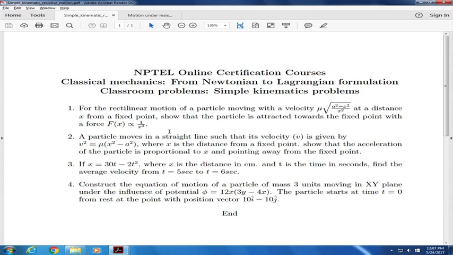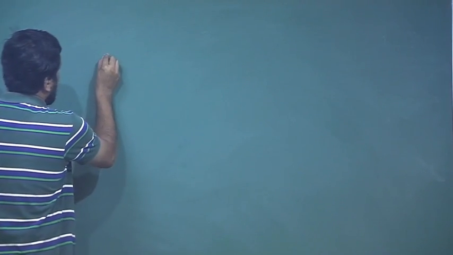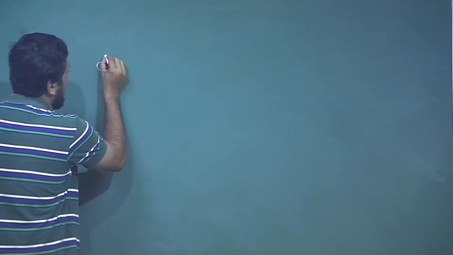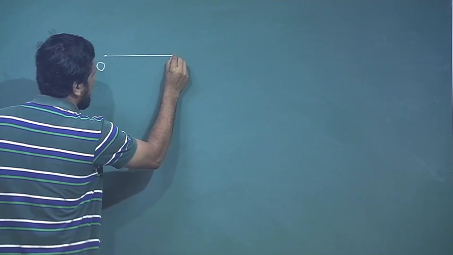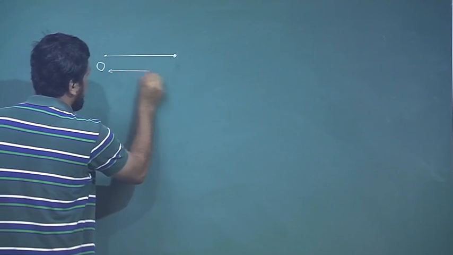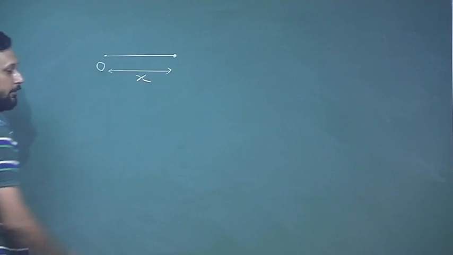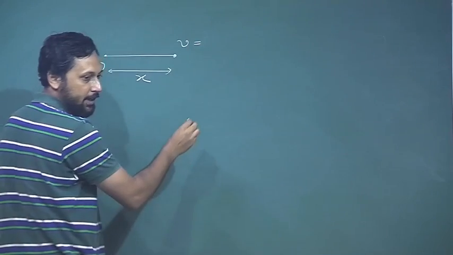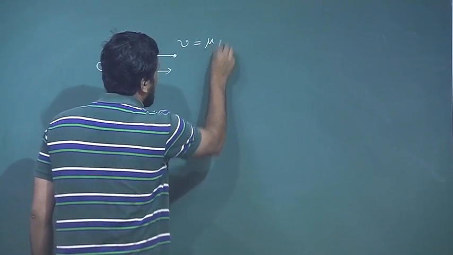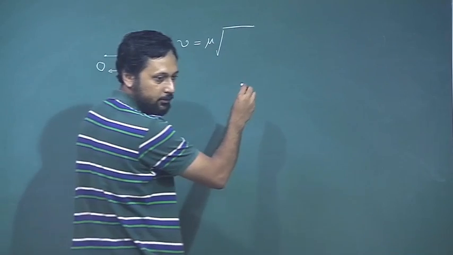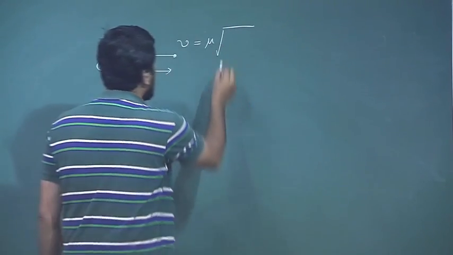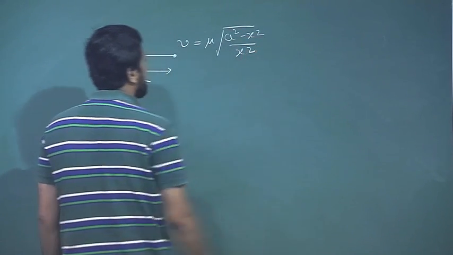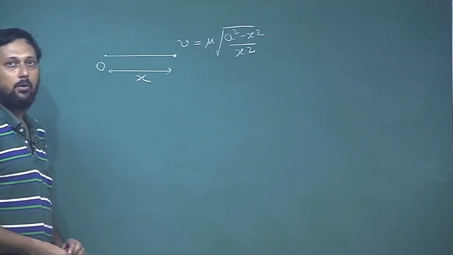So, when we solve this problem, let us assume this is our fixed point. We set this as our origin O, and here let us say this is the instantaneous position of this particle at a distance x from this fixed point. So, the velocity v at this point is given as some constant mu times root over s square minus x square by x square. So, what we need to do is find the law of force.